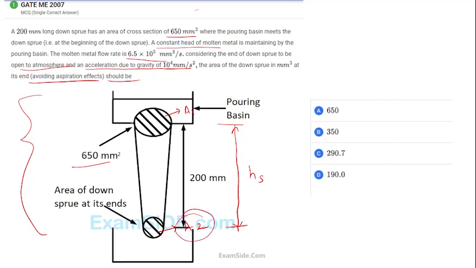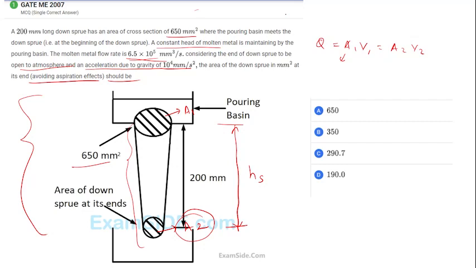Can anyone guess, or who doesn't have any idea how to solve this question? What will give you A2 when you know A1? Velocity at 2. Yeah, and Q is given. One thing we know, Q equals A1 V1 equals A2 V2, continuity, right? So we know A1, and if we get to know the velocities, then we will find A2, right?